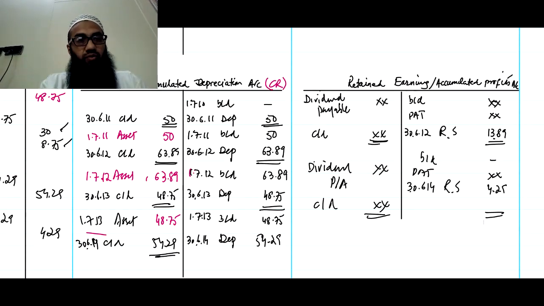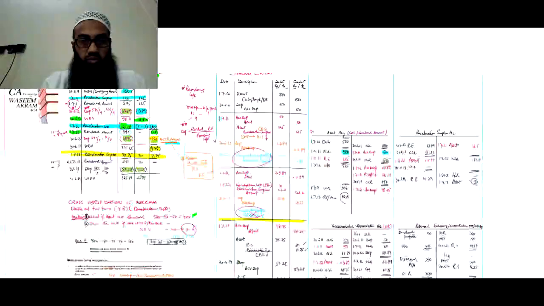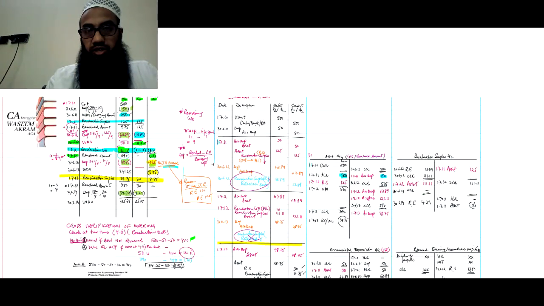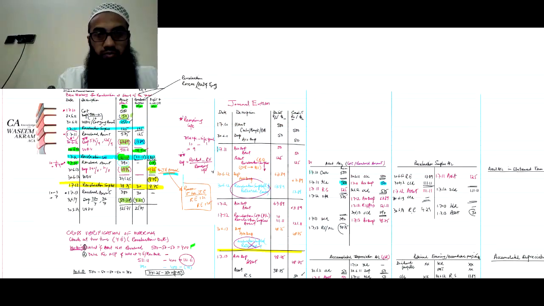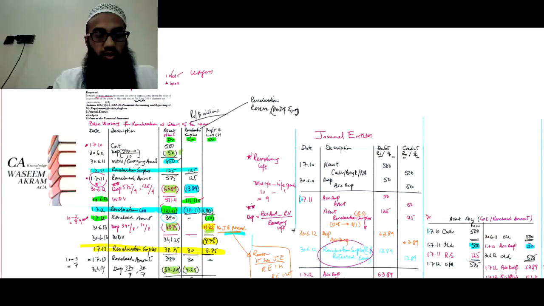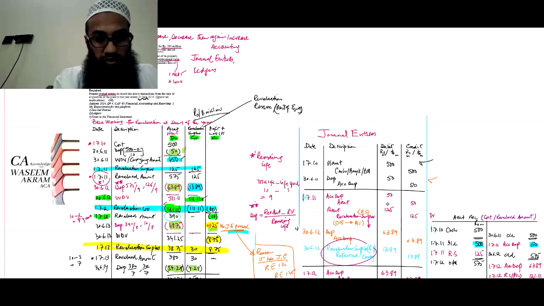Let's summarize it, then we'll move to the note to the financial statements. Let's summarize and see the journal entries, and how this working is very beneficial. Asset cost: asset debit, cash credit. Depreciation debit, accumulated depreciation credit. Then a revaluation came. At the time of revaluation, the first entry is accumulated depreciation debit and revaluation asset credit.